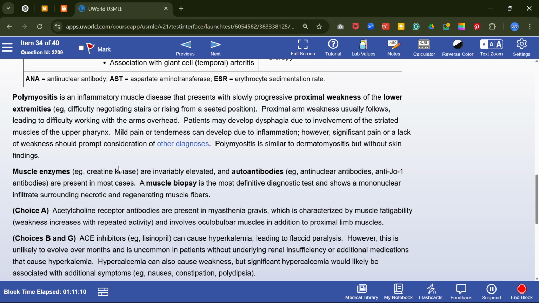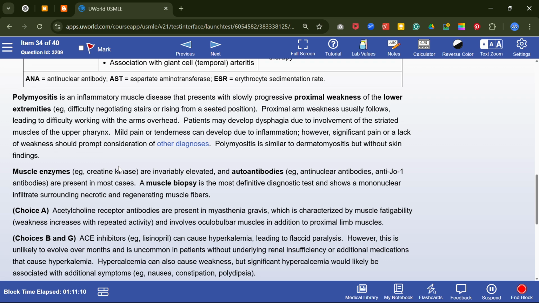Mild pain or tenderness can develop due to inflammation. However, significant pain or a lack of weakness should prompt consideration of other diagnoses. Polymyositis is similar to dermatomyositis but without skin findings. The muscle enzyme creatine kinase is invariably elevated.